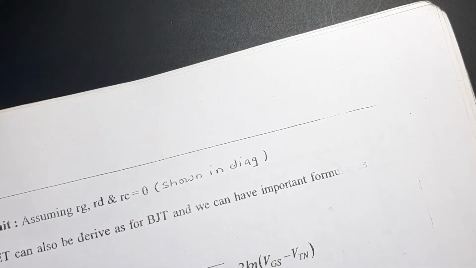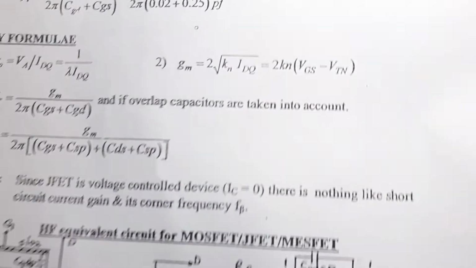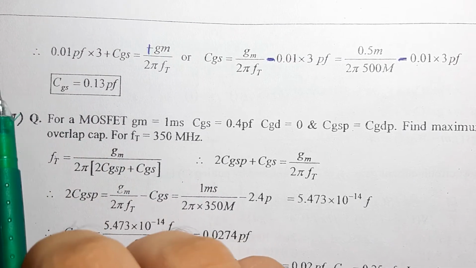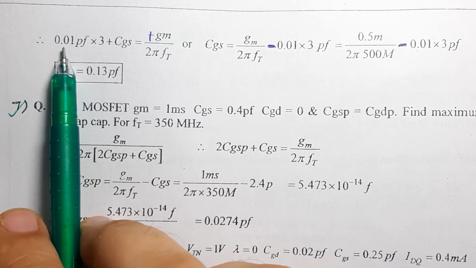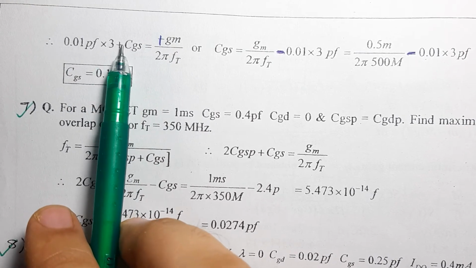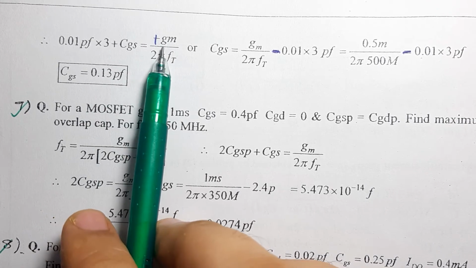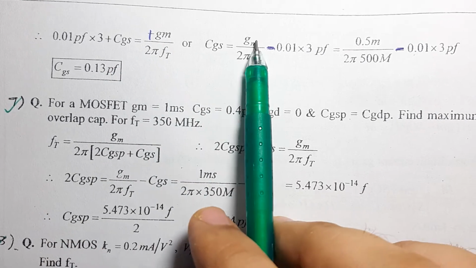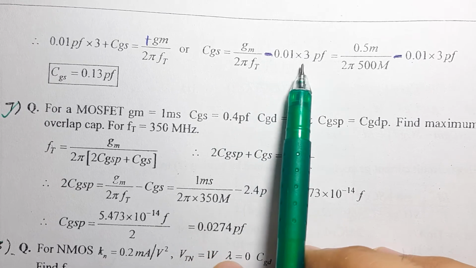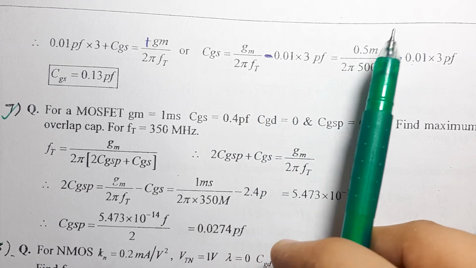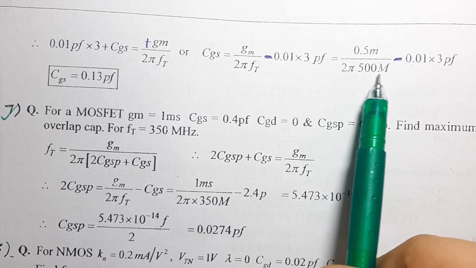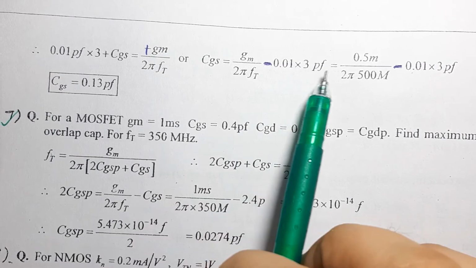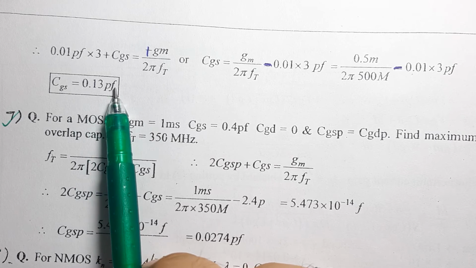Moving forward, therefore we get the formula in this format: 0.1 picofarad is equal to 0.1 picofarad into 3 plus CGS, or you have CGS as GM upon 2 pi FT minus 0.01 into 3 picofarad, which is equal to 0.5 milli upon 2 pi into 500 mega minus 0.01 into 3 picofarad. So the value of CGS by using this formula turns out to be 0.13 picofarad.